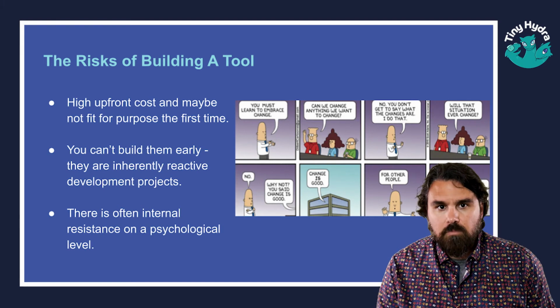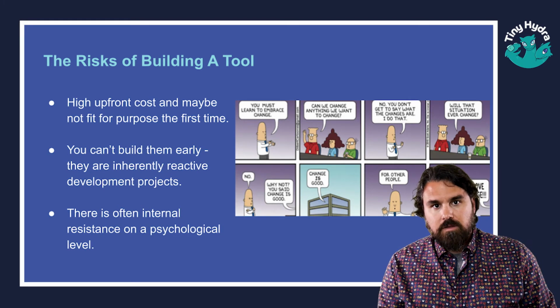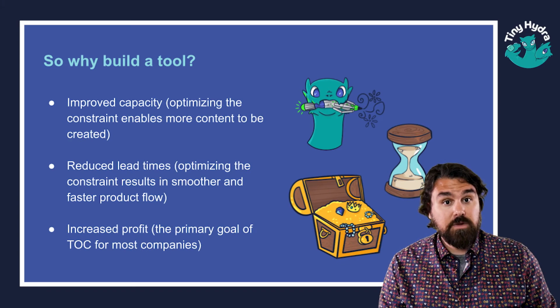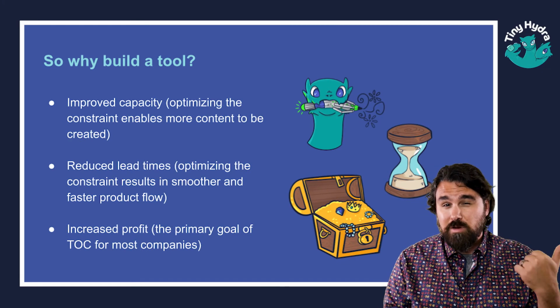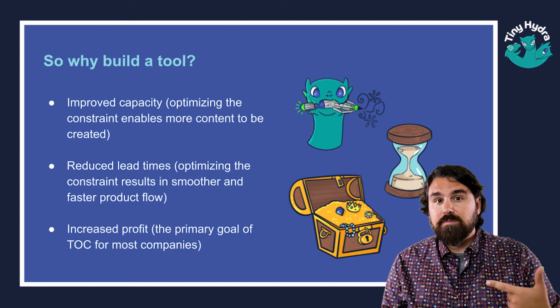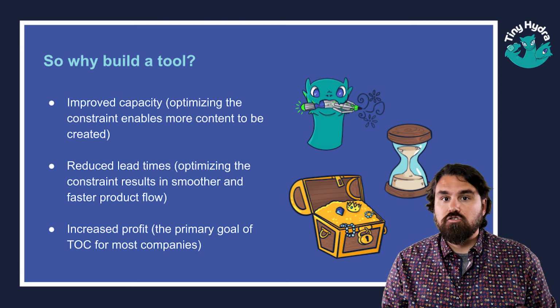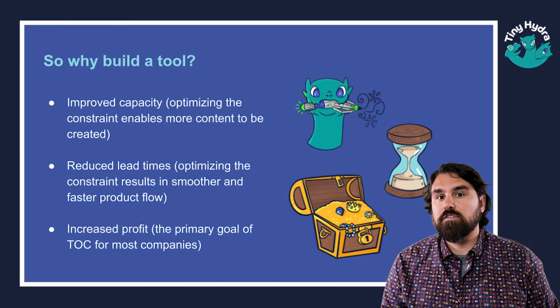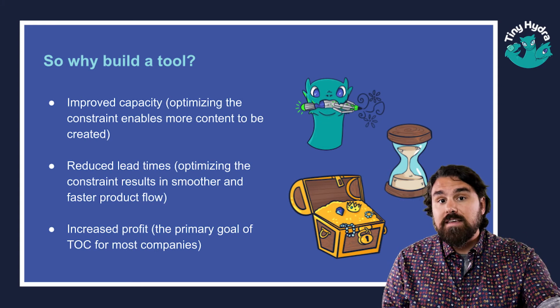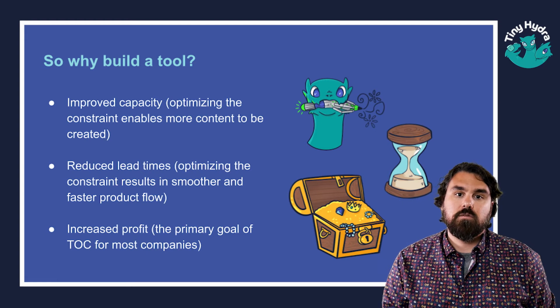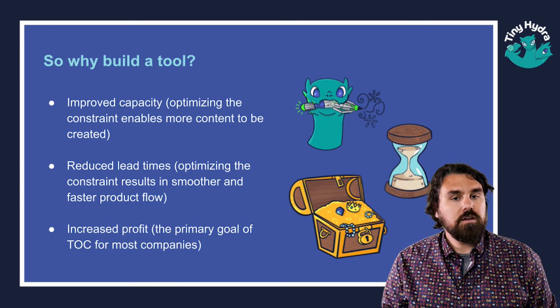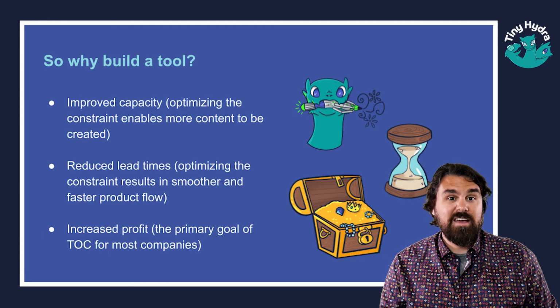So in summary, the results of building custom tools are typically improved capacity and reduced lead times due to optimizing the constraint, enabling you to get more content created in shorter periods of time with smoother and faster production flows. And this leads to increased profitability, right? You're getting more content to market, you're getting more efficiency out of your people, and they're happier.